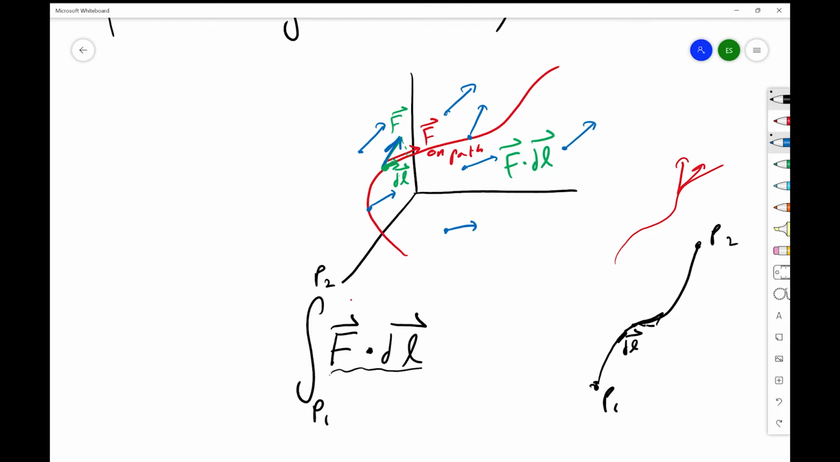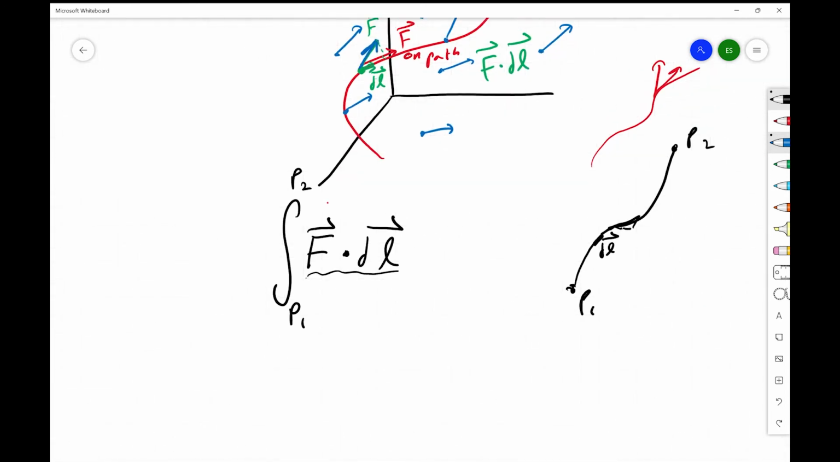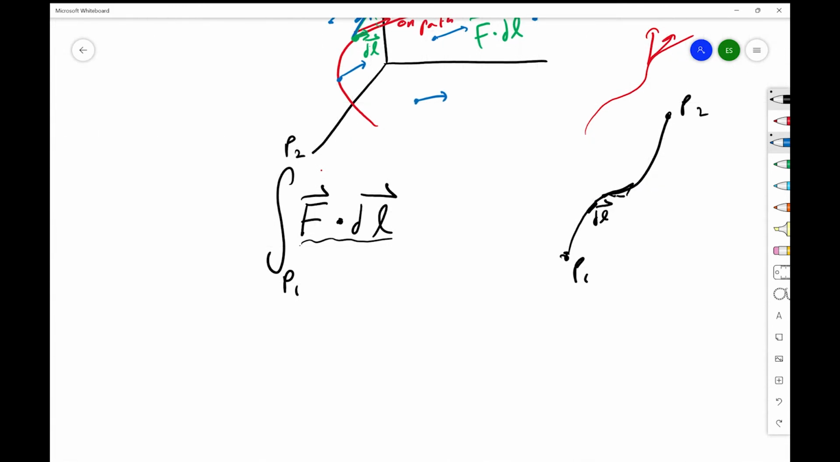So this is the sort of line integral that we really care about in physics and EM theory. This has physical sense. The other sort of line integrals could have their applications, but they don't make physical sense. The one that makes physical sense is we select a path, and then whatever force field or vector field exists, we take its component along the path at every point, and then we sum that up, right?